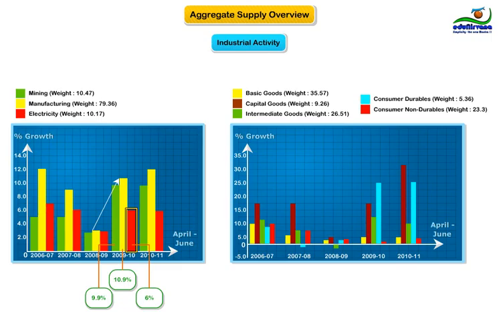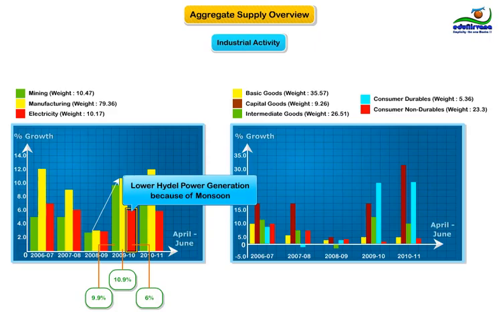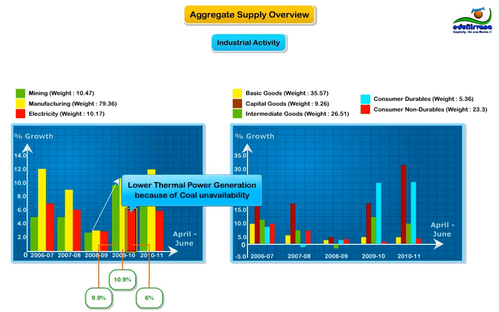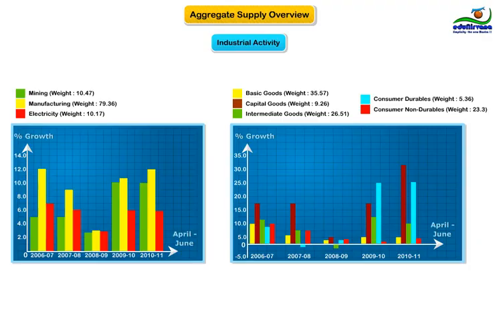The electricity sector also lagged behind, owing to lower hydel power generation in view of weak monsoon conditions and the low level of reservoir capacity. Similarly, inadequate coal production and delayed imports adversely affected the coal availability, leading to lower thermal generation.